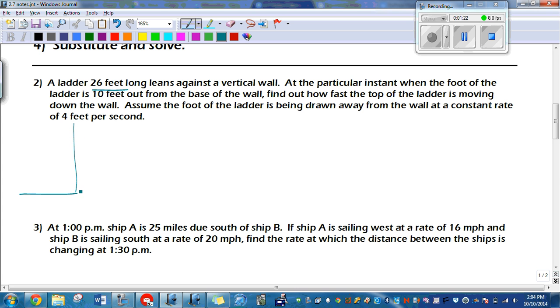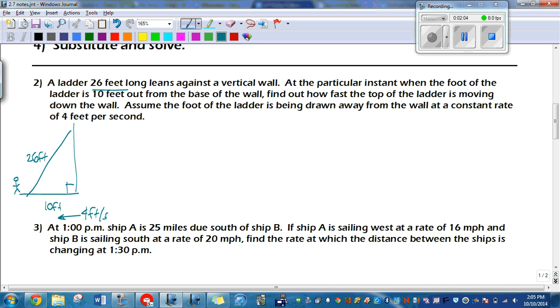We have the ground, we've got our wall, and we have this ladder. This ladder is 26 feet long. It says it's 10 feet from the base of the building. And it tells us that the foot of the ladder is being drawn away from the wall at a constant rate of 4 feet per second. So that means the bottom of the ladder is moving in that direction at 4 feet per second. So now we want to label these things. We put them into our drawing, but what are we dealing with here?